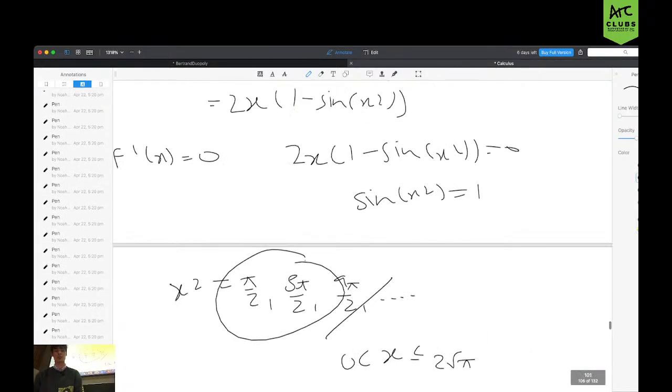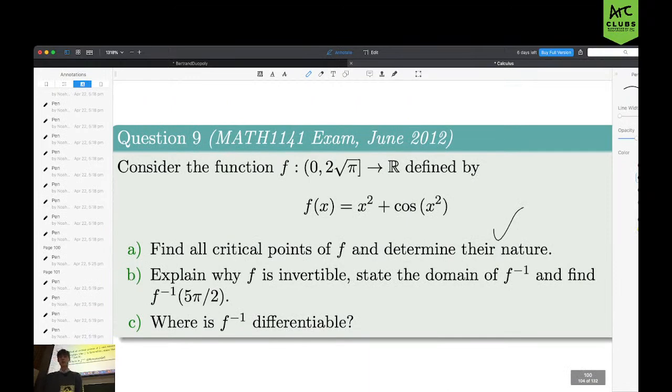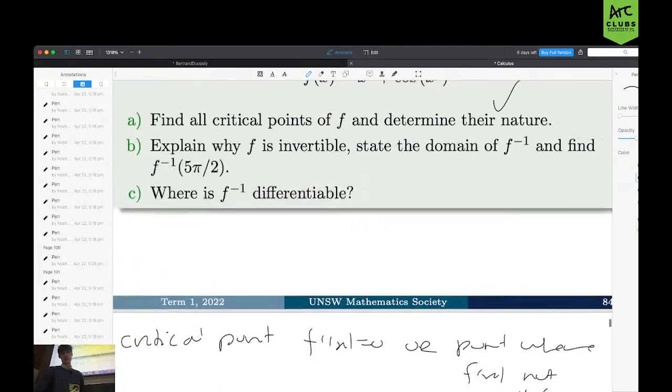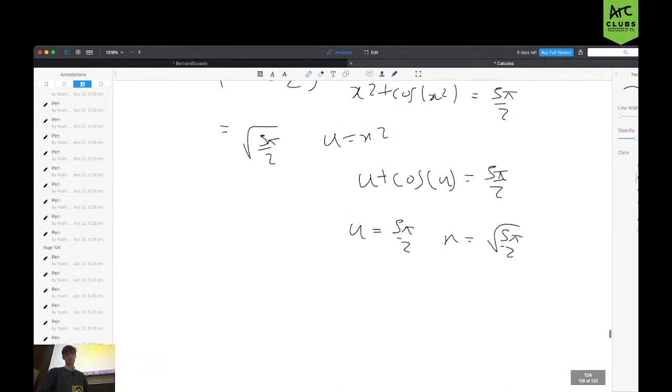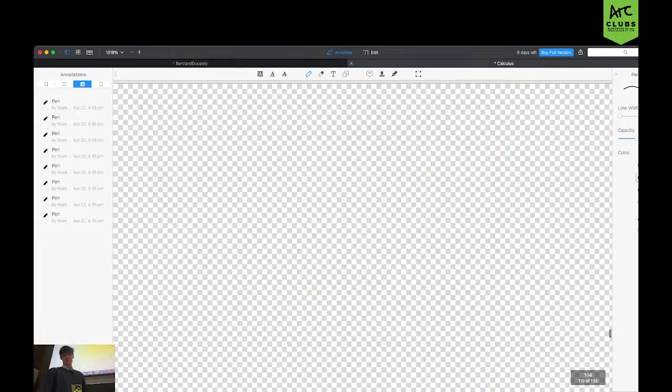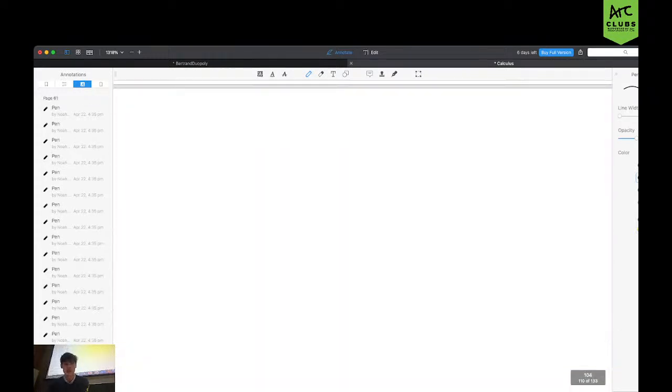So let's move on to the next part. So now we have to find where is f inverse of x differentiable. So for this one, we're going to have to use the inverse function theorem. So let's go ahead and look at the inverse function theorem. Remember the inverse function theorem said the derivative of the inverse function is equal to 1 over f dash of f inverse of x. Right?